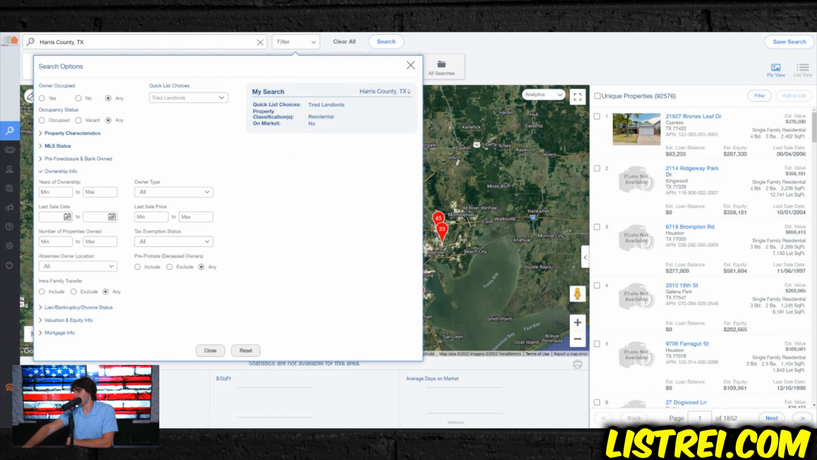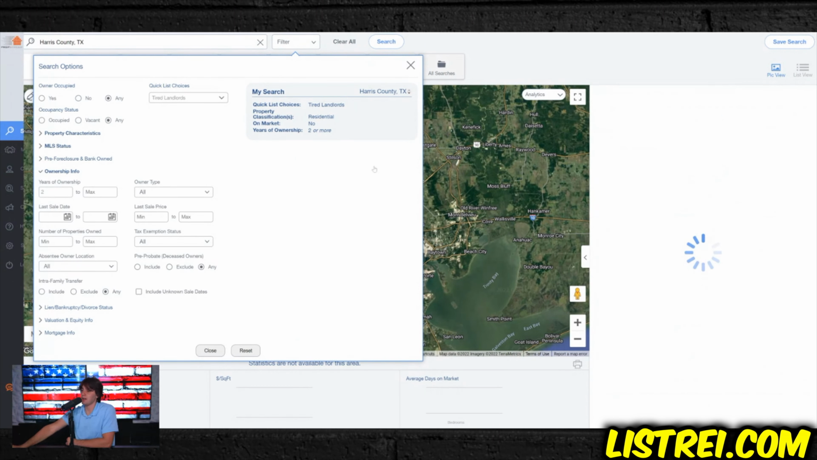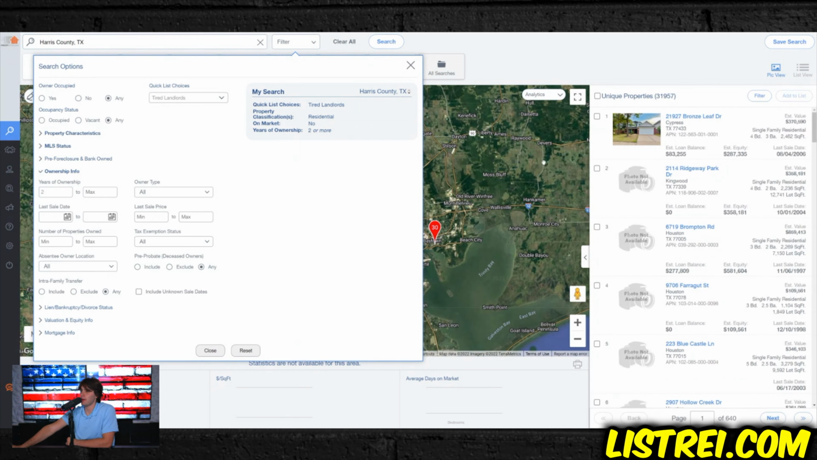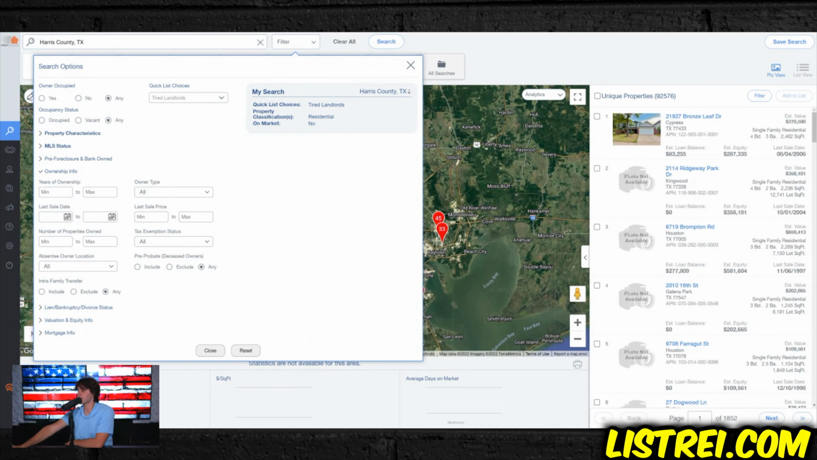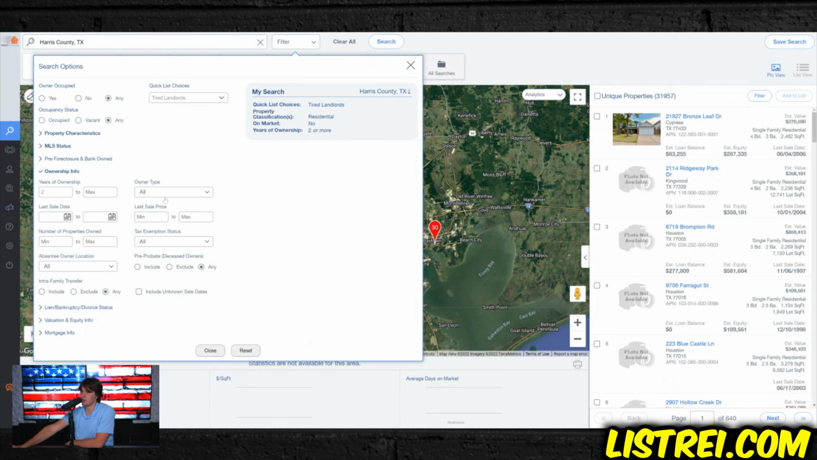Ownership information. I want them to own it for at least 2 years, which on tired landlord shouldn't really affect it too much. So that brings us to 31. So it's a huge one there. We can keep it on there or not. I like that they owned it for a minimum amount of time for tired landlords, but the algorithm's always a little different on them. So I'm going to leave 2 on there. I've always found that's a little better.